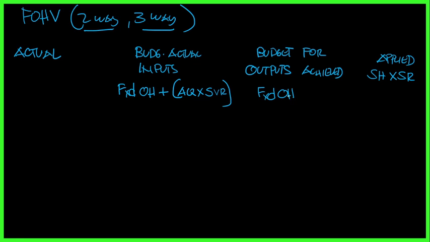Fixed overhead plus, see the difference here, I'm going to use the standard quantity because that is outputs, times the standard variable rate. So now I have four components: 1, 2, 3, and 4. Okay, let's try to put this together.